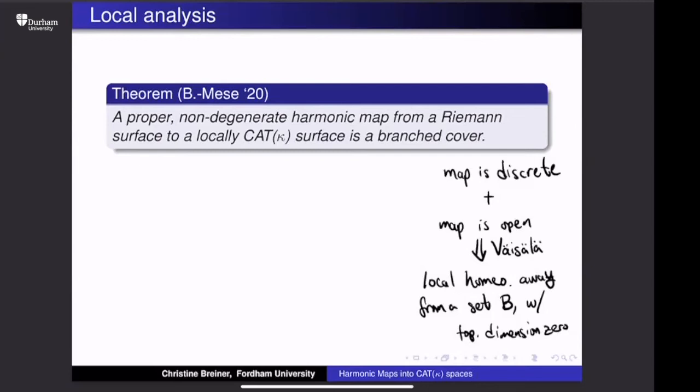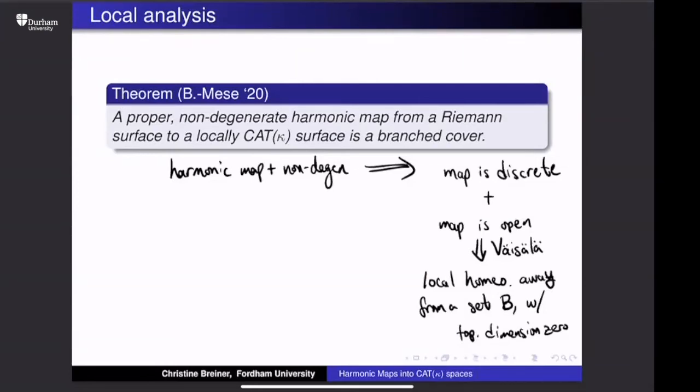So how do we get the map as discrete? This part, actually, you don't need a surface. You just need a locally CAT(κ) space and a harmonic map. So this comes from the fact that we have a harmonic map and then the non-degeneracy. This is enough to imply the map is discrete. The idea being that if the map were not discrete, you look at the tangent map. And if the map were not discrete, you would actually have collapse along a ray at the point where your points are converging. So that's where that comes from. That's not a difficult argument.